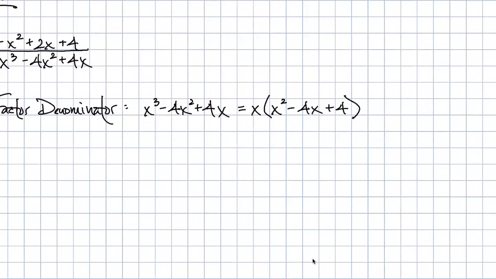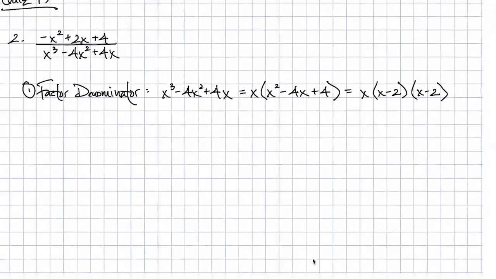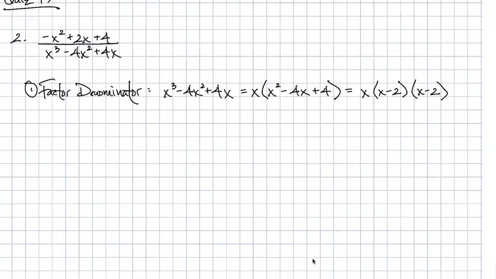Does that first step make sense? Yes. So then we also need to see, can we factor the quadratic? The x squared minus 4x plus 4, we can actually factor that more. So we get x times x minus 2 times x minus 2. So that's our first step where we factored the denominator. Any questions so far? No, it looks good.